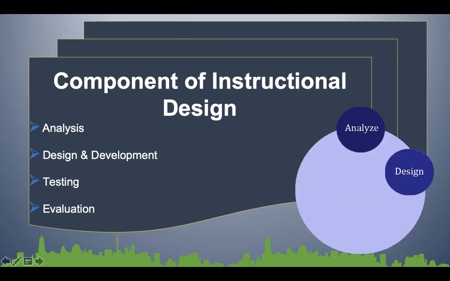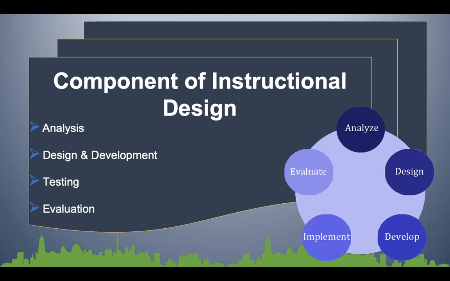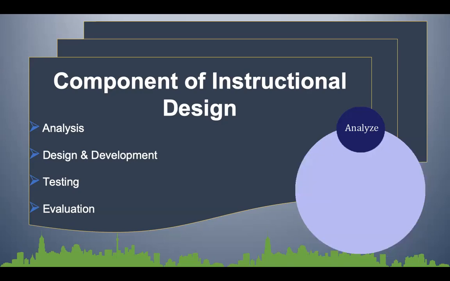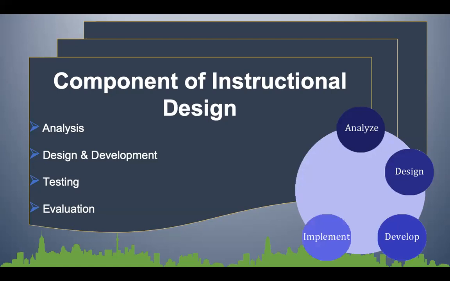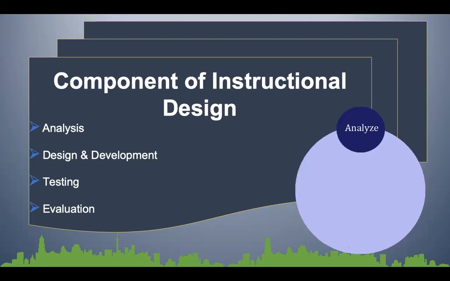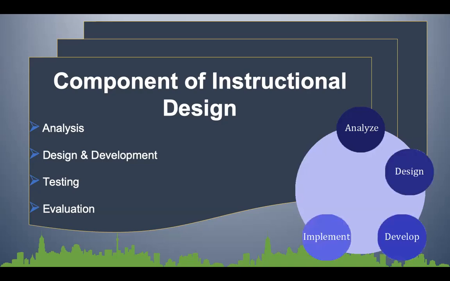Okay, these four names are basically very familiar. By the names, you can judge what the meaning of each analysis is, related to your instructions and what you are going to do. We will discuss this in great detail, inshallah. So let's move toward the second one, that is design and development.